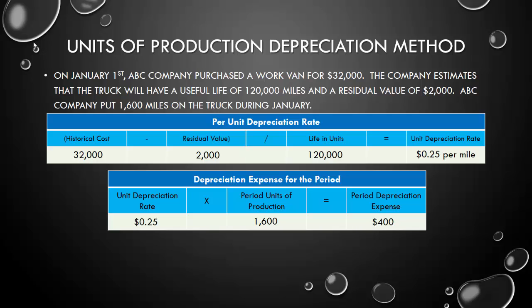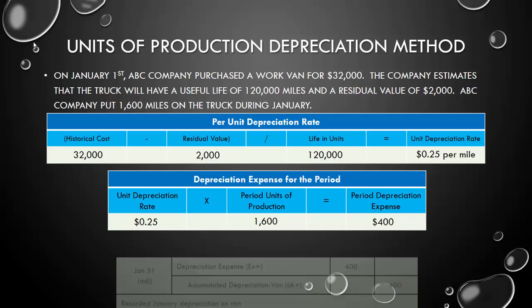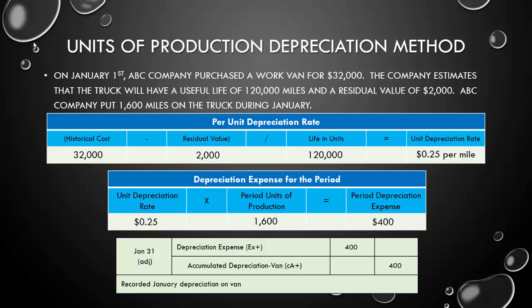So when we record depreciation on this van, the journal entry is going to look just like so. We're going to have an adjusting entry where we debit depreciation expense for $400. We credit accumulated depreciation of van for $400 when we record the January depreciation on the van.